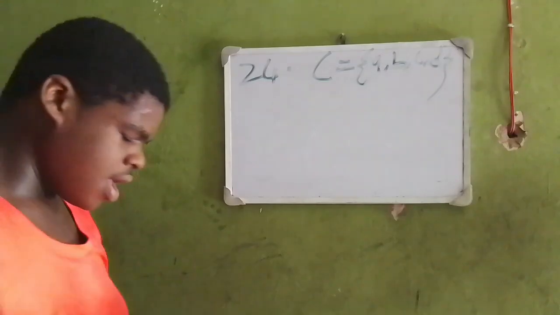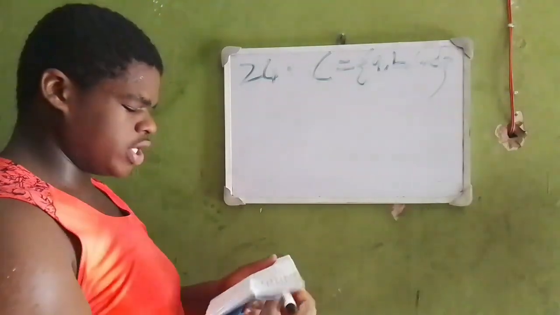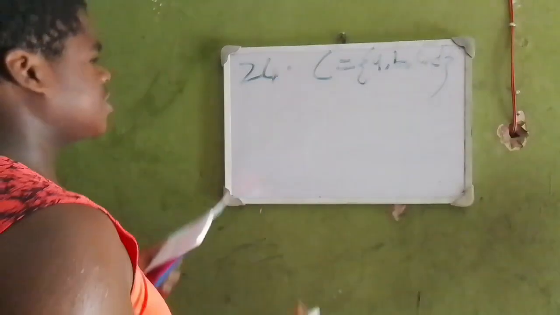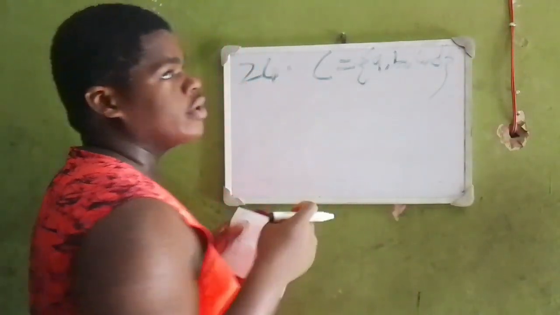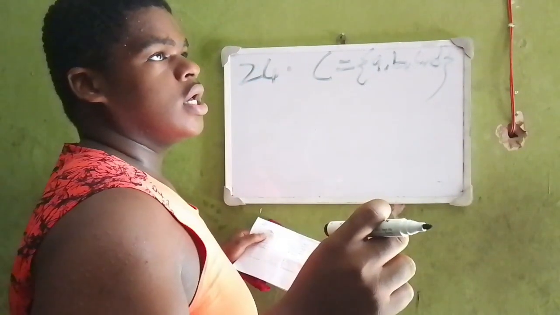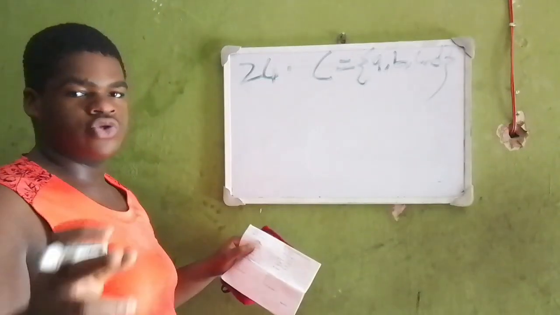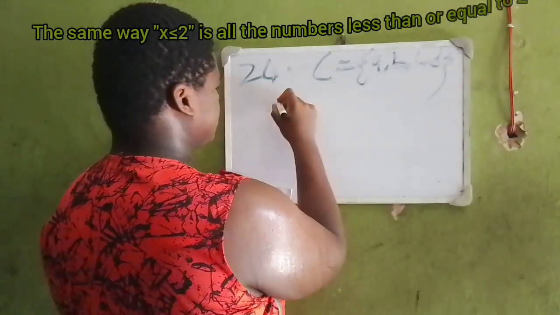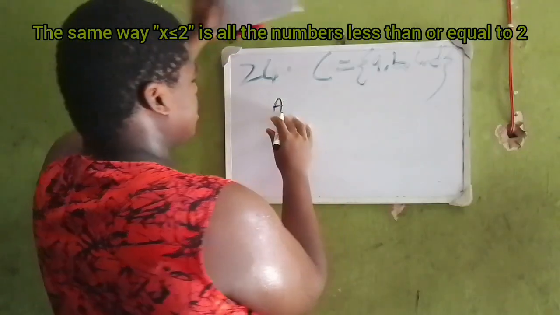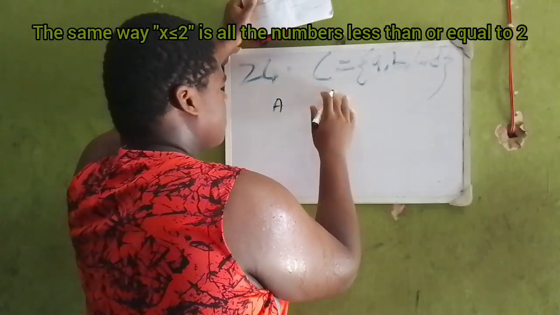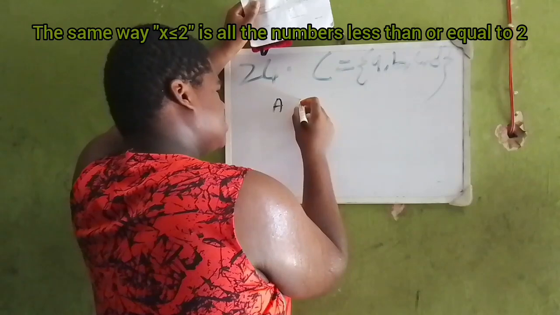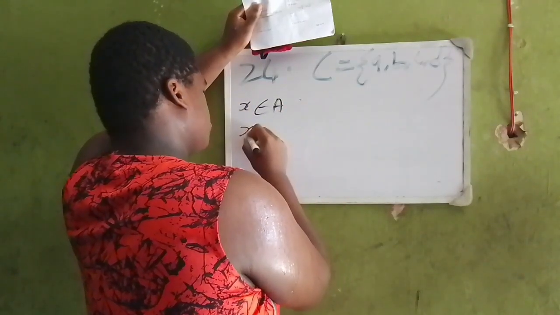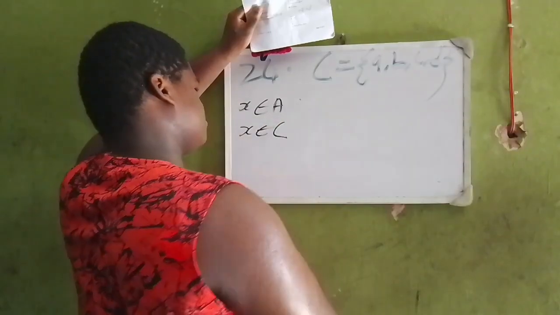Question 24 says, how many subsets of C equal to {a, b, c, d} contain at least one element? Now, the subsets of C are all the sets that are less than or equal to C. Let me put it like that. Let's denote a set as A. A is the set that contains all the subsets of C, if all the elements of, let's say X, all the elements of A are also elements of C.